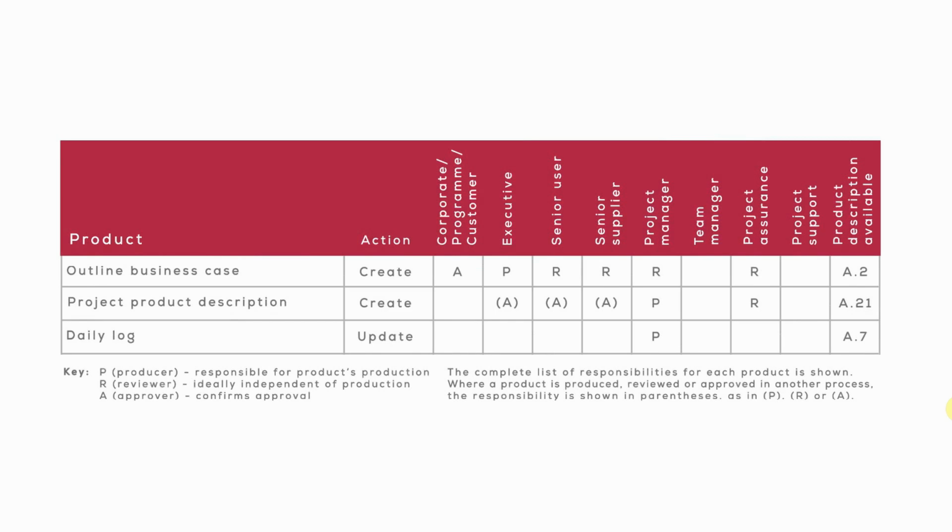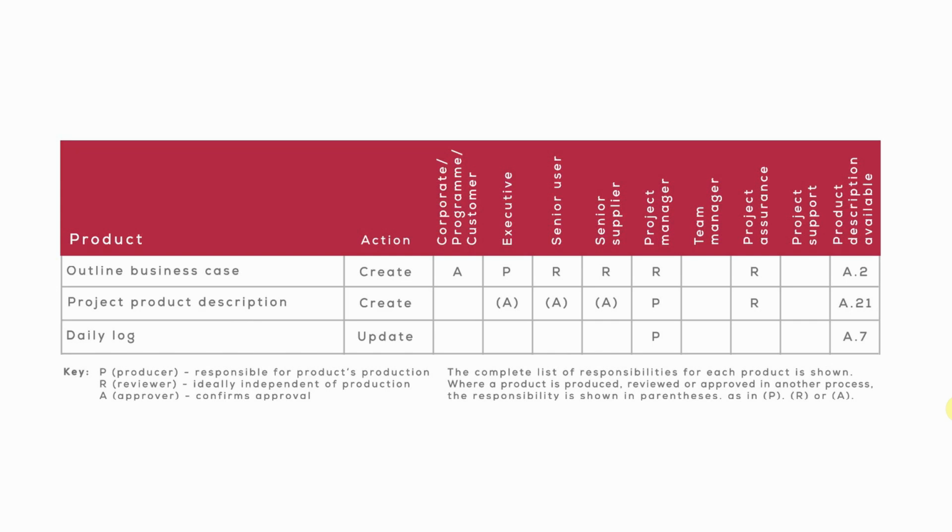Now, the project product description will be produced by the project manager, reviewed by project assurance to make sure that it meets the needs of the customer, and approved by the members of the project board. Remember, my project board represents the business, user, and supplier interests. Now, you'll note for the first time that the A for approve is shown here in brackets.